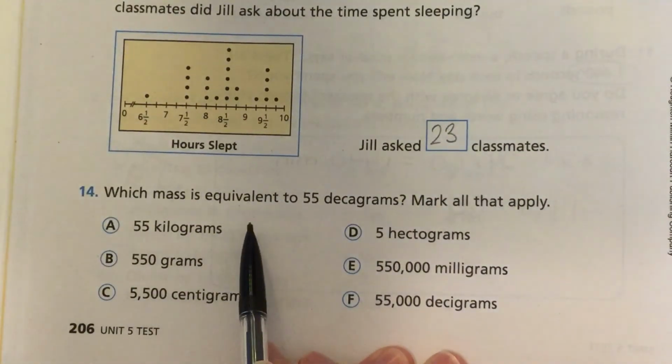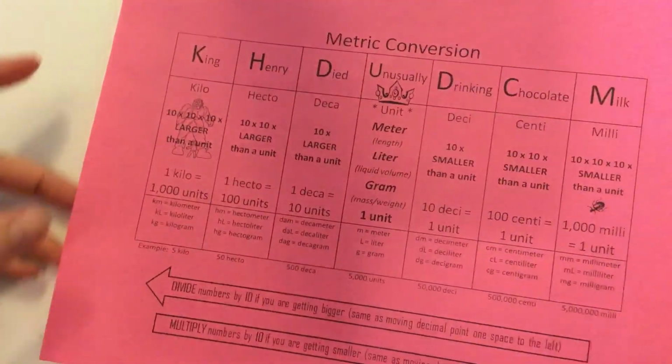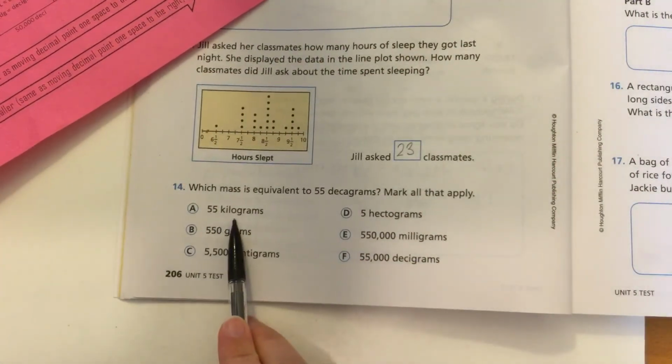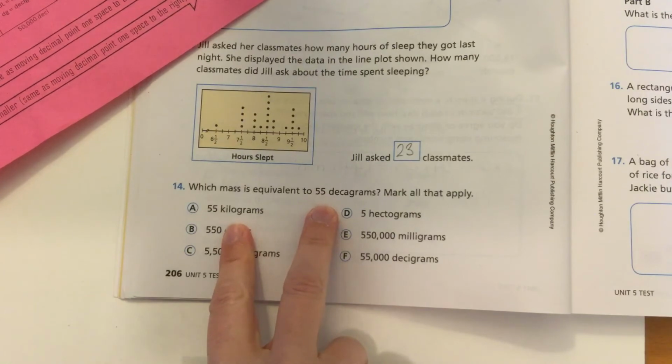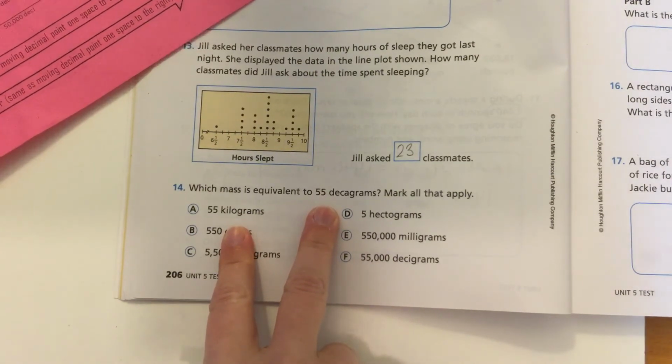Which mass is equivalent to 55 decagrams? All right, here we go, King Henry. Deca. Okay, so I know I'm in deca. Let's see. 55 kilograms, would that be equivalent to 55 decagrams? Wait, that doesn't make any sense because it's the exact same number. So that couldn't be right. I'm not going to do that one.